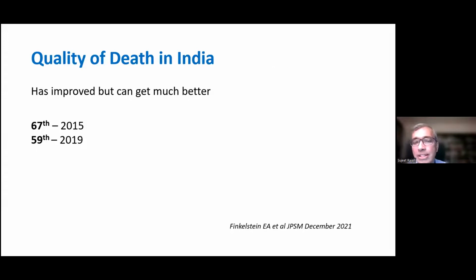Our quality of death in India is hopeless. As you can see, we were 67th in 2015. I'm not saying it's hopeless, but it's not the worst in the world, but we are 67th in the world out of 200 countries.